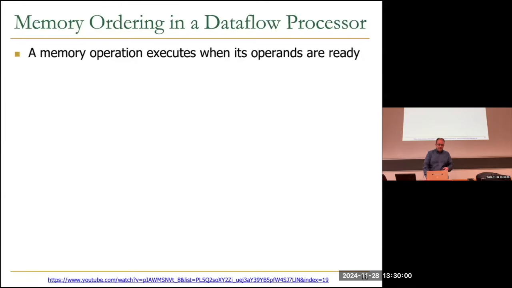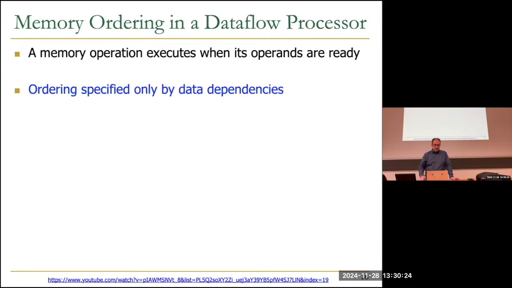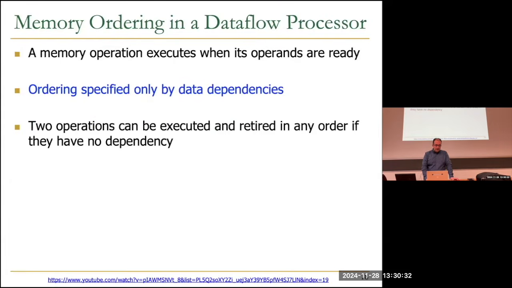Okay, so in a data flow processor, you know that a memory operation executes when its operands are ready. Essentially, in data flow architecture, there is no instruction control. You have operations, and each operation has some operands. When the operands are ready, you just fire the instruction. So it's true data flow. As I said, ordering is specified only by data dependencies. That's the only dependency that you need to consider. And of course, two operations can be executed and retired in any order if they have no dependency.